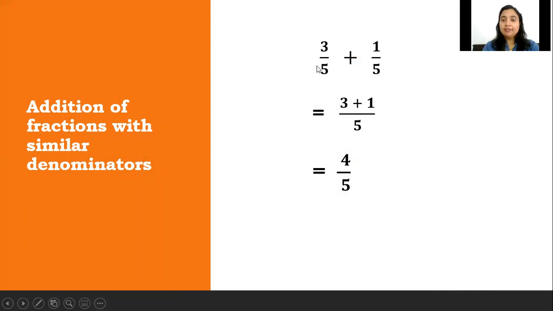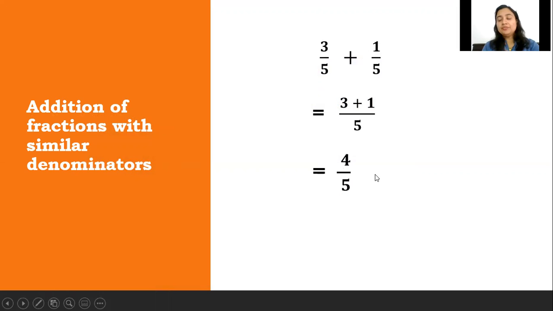So if we have this lower part same for the given fractions, what we will do? We will make a big line and write the denominator, okay? So we have 5 and 5, we are writing only 5. Remember, we don't add the lower part, we just add the numerators, the upper part. So 3 plus 1, 4 divided by 5, the common denominator that we have in both the fractions. So it is that simple.